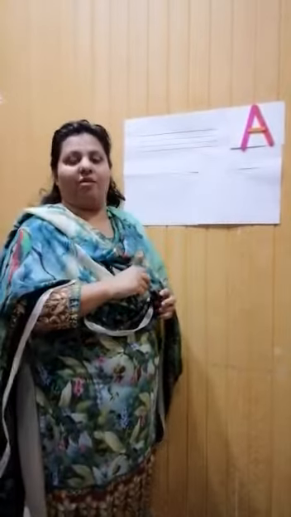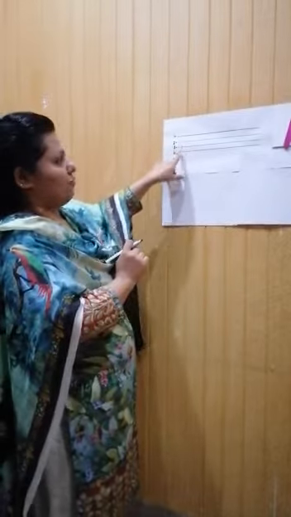Okay, today I will tell you how to write capital A. Look at the board. We have 4 lines. 1, 2, 3 and 4. How many lines are here? 4 lines. Okay, you have to write capital A in 4 lines.